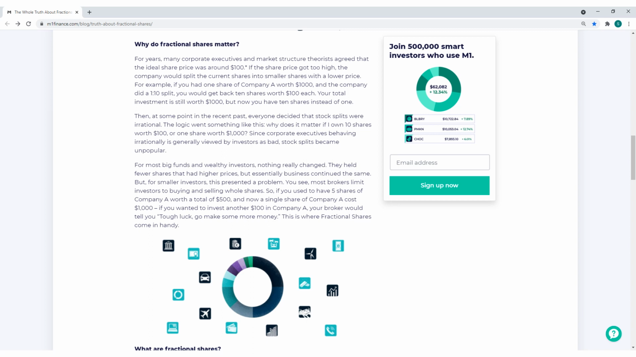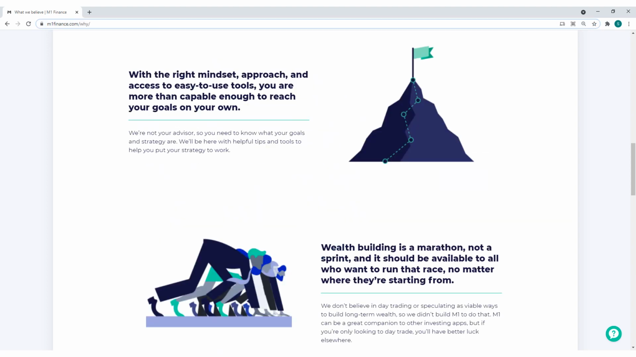Let's say one share of a company stock that you want to invest in is currently priced at $1,000 and you only have $1 to invest. You will still be able to purchase 1/1000th of a share in that company. M1 Finance is also focused on long-term investments. They have limited trading windows, which removes the ability to actively day trade.